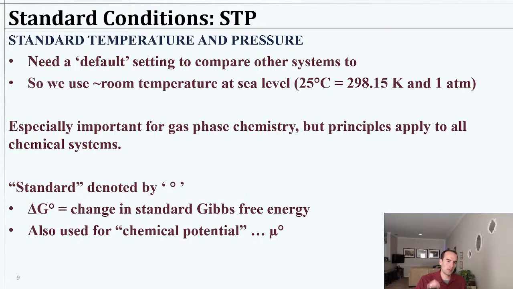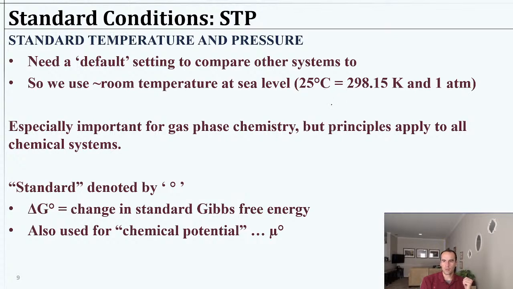Okay. Now, in order to really compare different systems with the Gibbs free energy and several of the other thermodynamic concepts, we need a default value. And that's what we call standard temperature and pressure, or a standard state, or a standard Gibbs free energy. And we're going to denote that standard often with a little degrees symbol. So this is essentially a default that we assume, and why not just use room temperature? So we use essentially 25 Celsius.